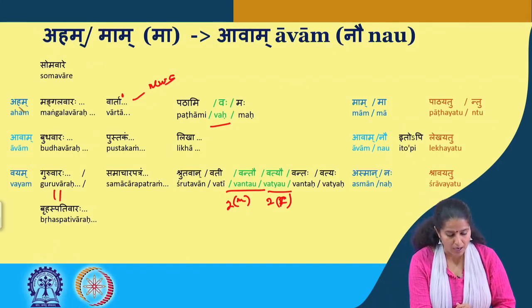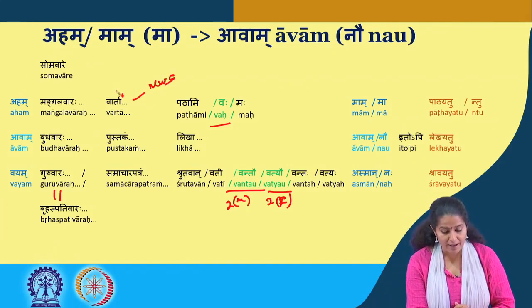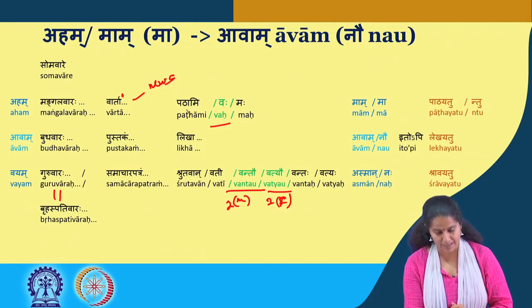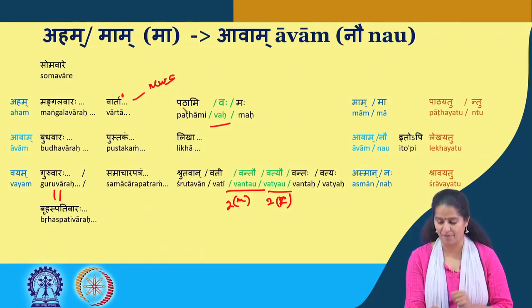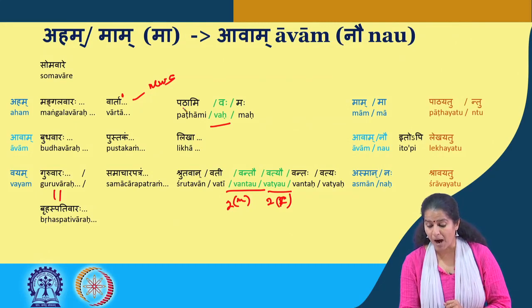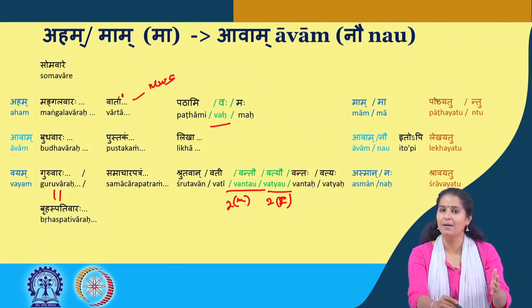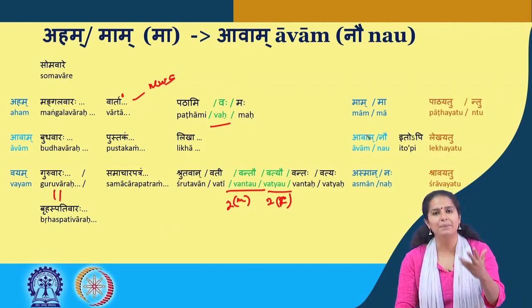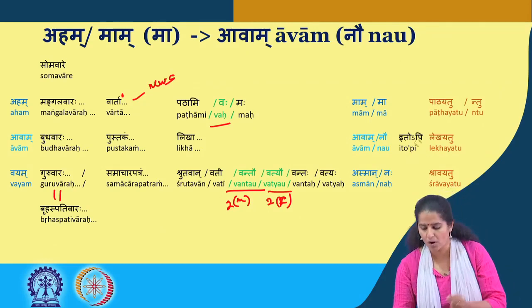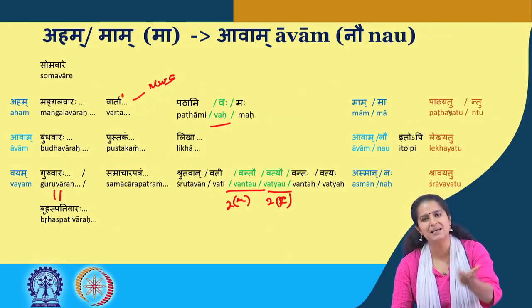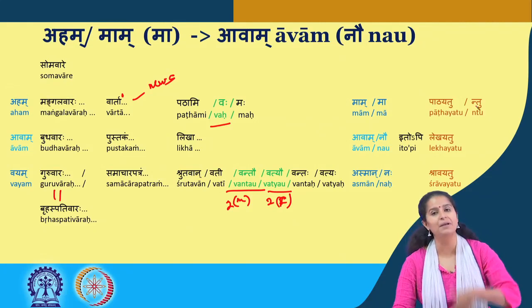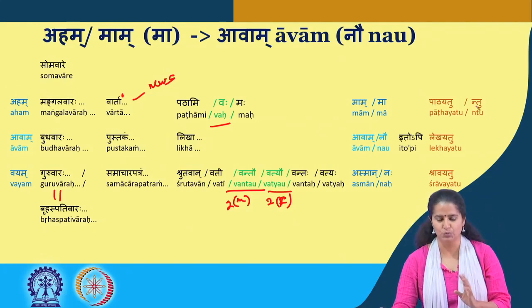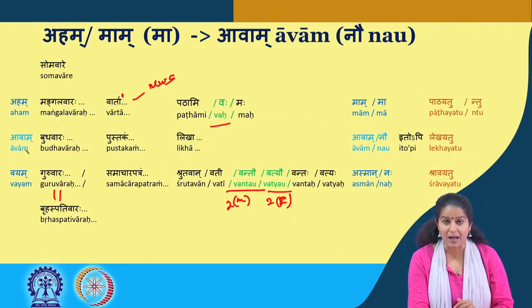Alright. So aham somavare vartam pathami. Mam itopi pathayatu. So I am studying the news in the morning, but please itopi, some more, make me read it some more. Alright, so pathayatu, and with the plural it will be pathayantu. Great. Now let's do it with avam.